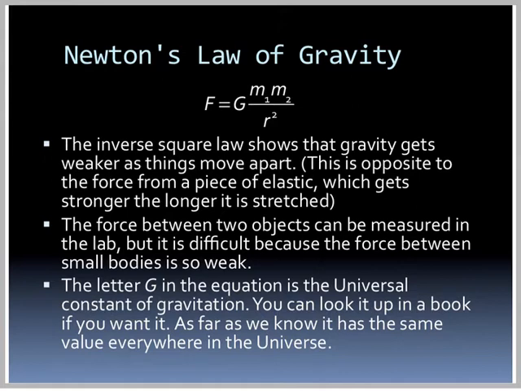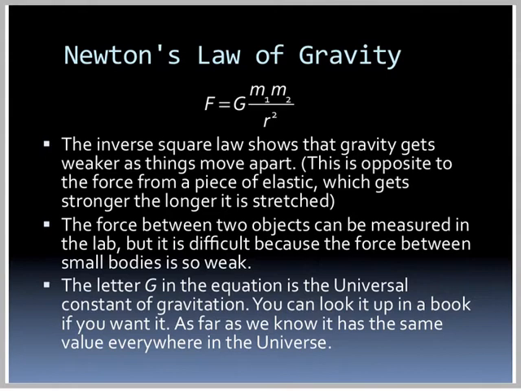Now, Newton's law of gravity is an inverse square law, which just means the force is proportional to 1 over the square of the distance between them. So it shows that gravity gets weaker as things move apart, which is opposite to, say, the force of a piece of elastic, which gets stronger as it's stretched. If you take a rubber band, it's very easy to stretch it at first, and it gets harder and harder.